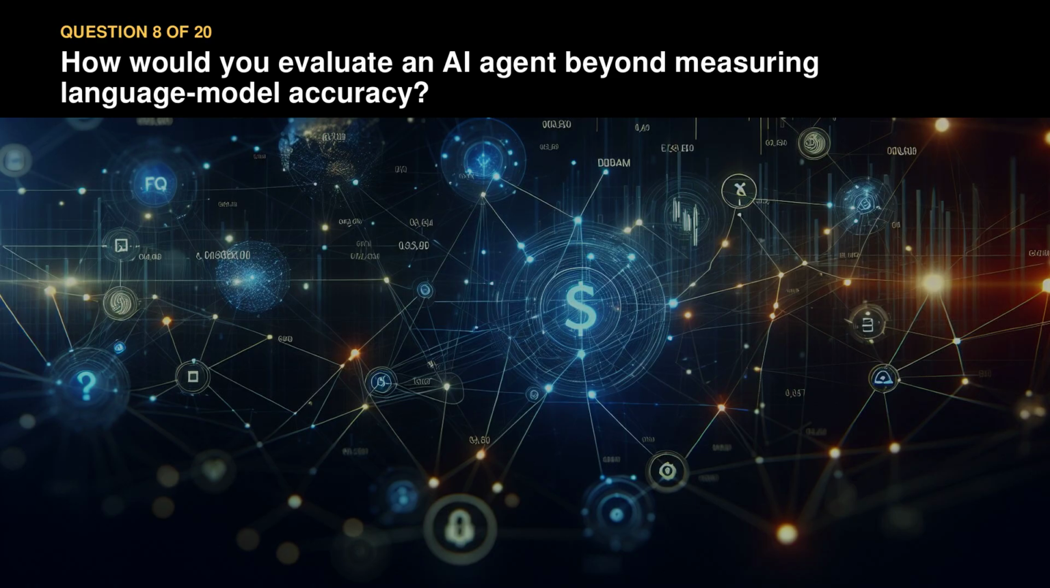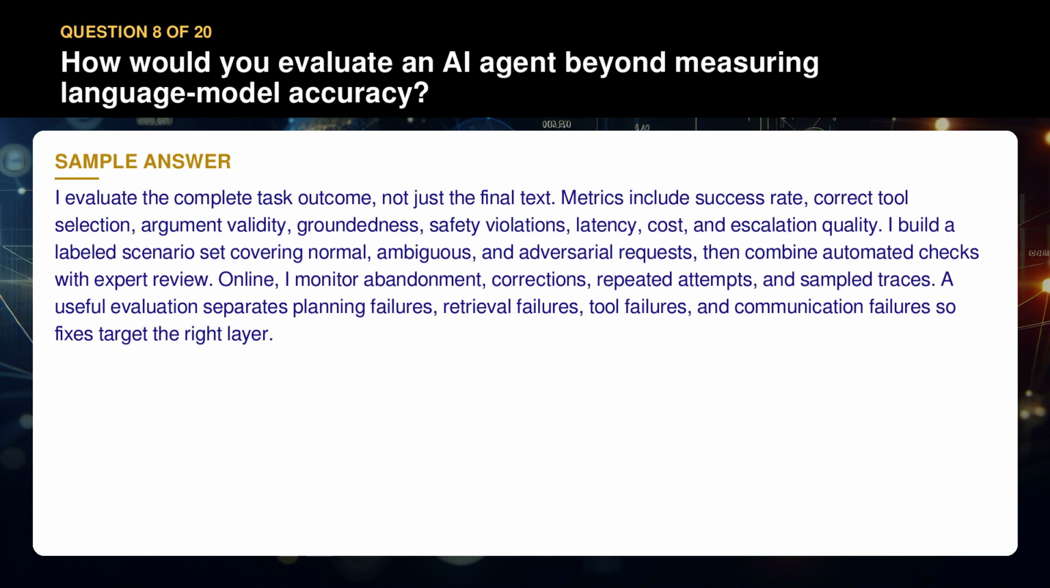Question 8. How would you evaluate an AI agent beyond measuring language model accuracy? I evaluate the complete task outcome, not just the final text. Metrics include success rate, correct tool selection, argument validity, groundedness, safety violations, latency, cost, and escalation quality.